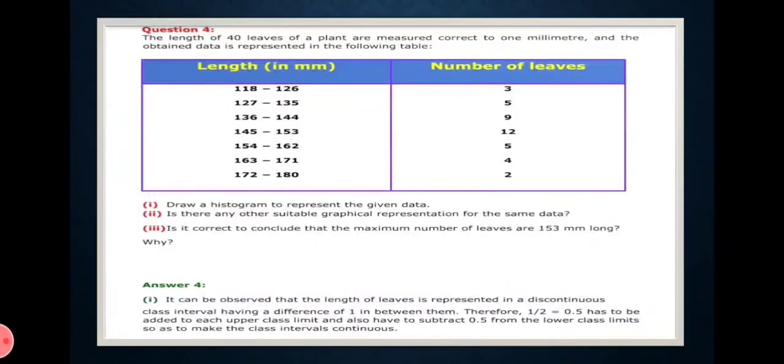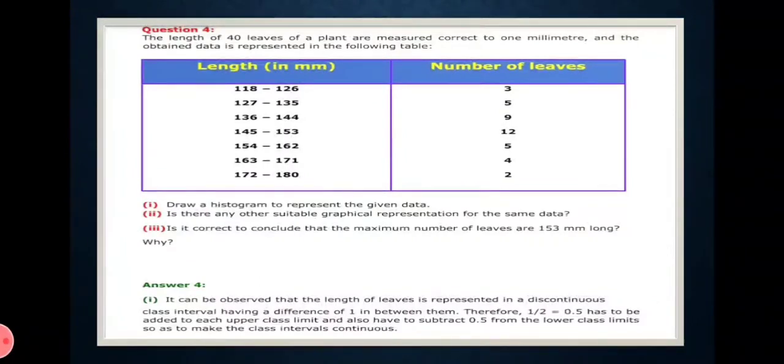Next, question number 4. The lengths of 40 leaves of a plant are measured correct to 1 millimeter, and the obtained data is represented in the following table. Draw a histogram to represent the given data. Is there any other suitable graphical representation for the same data? And the third question, is it correct to conclude that the maximum number of leaves are 153 millimeter long, and why? Okay. So first let's make a histogram.